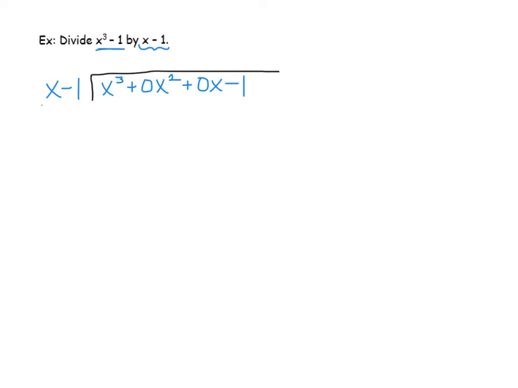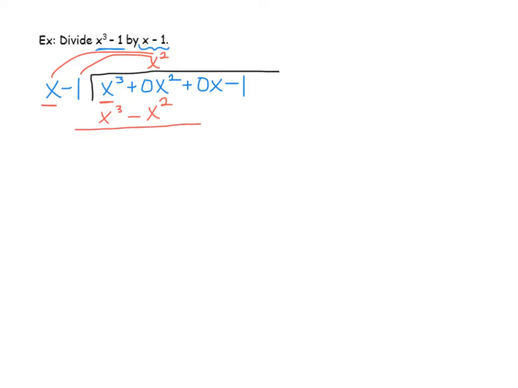Let's take the first term on the outside, the first term on the inside. What could we multiply x by to equal x^3? This one isn't too bad. We'll just multiply it by x^2. Distribute it to both of those. x times x^2 would be x^3. And then x^2 times negative 1 would be minus x^2.